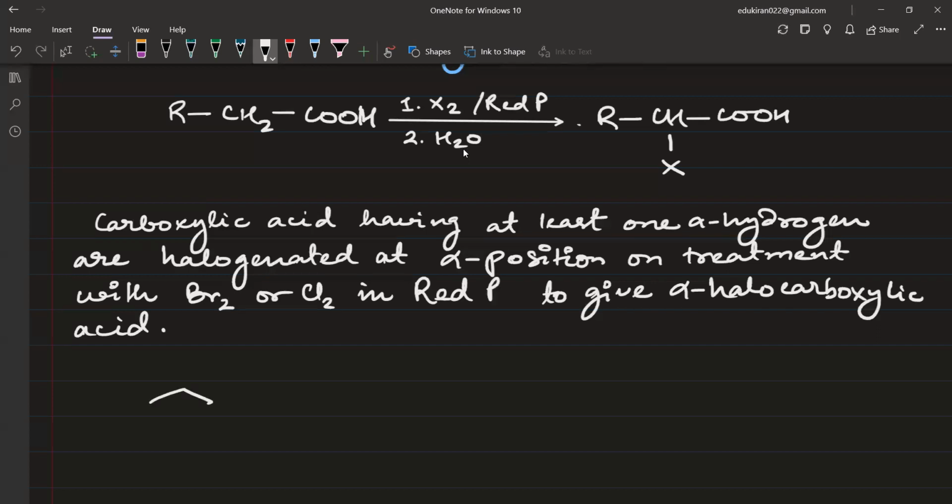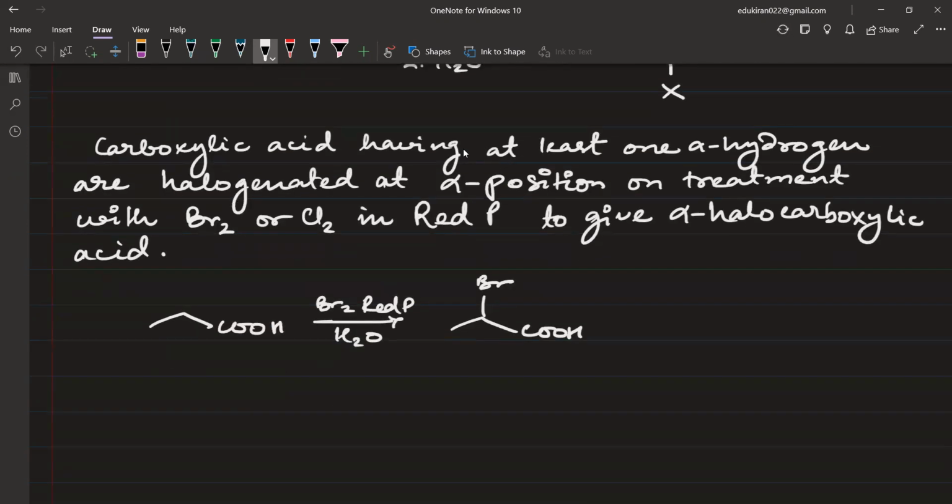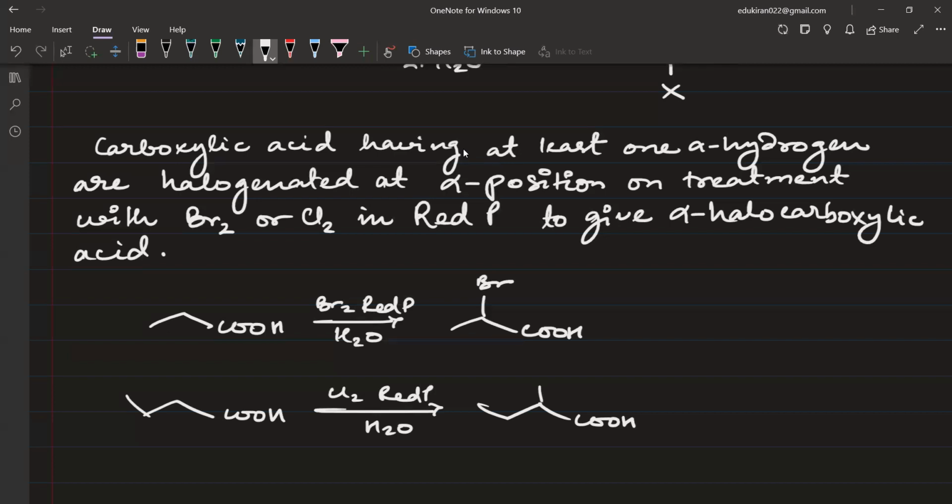So for example, you have 3 carbon atoms, COOH, with Br2, red P, and H2O. Everything will be as it is. The alpha carbon is going to get bromine here. With Cl2, red P, H2O, the alpha carbon is going to get chlorine.